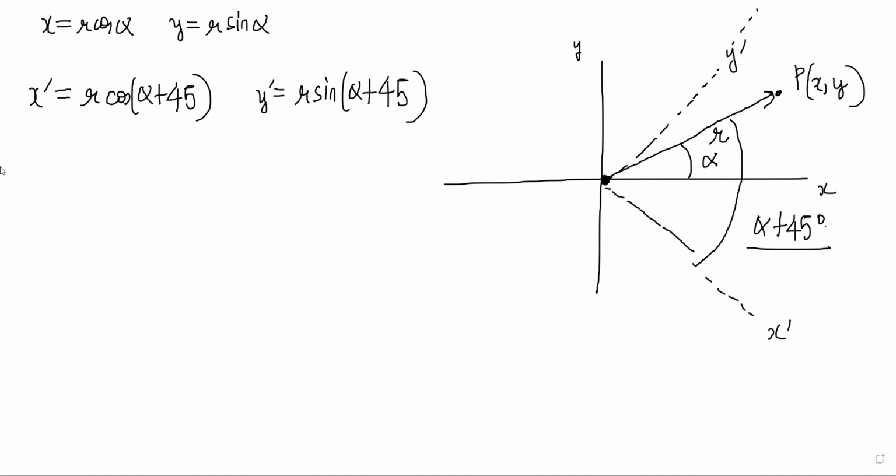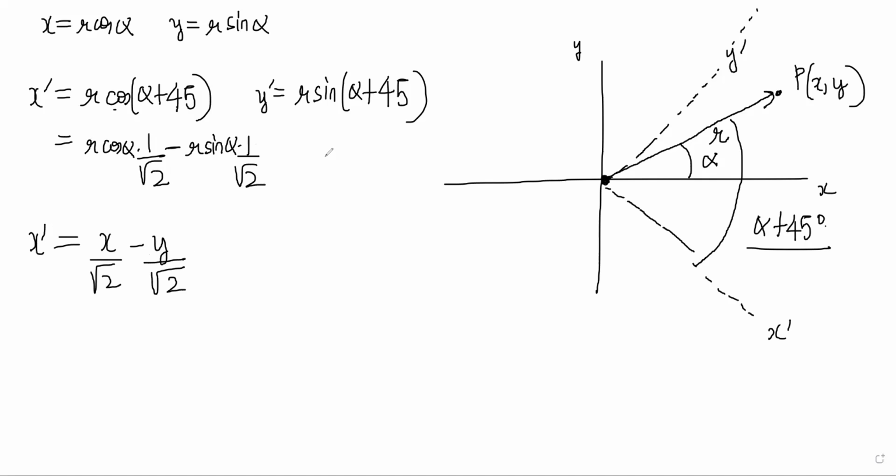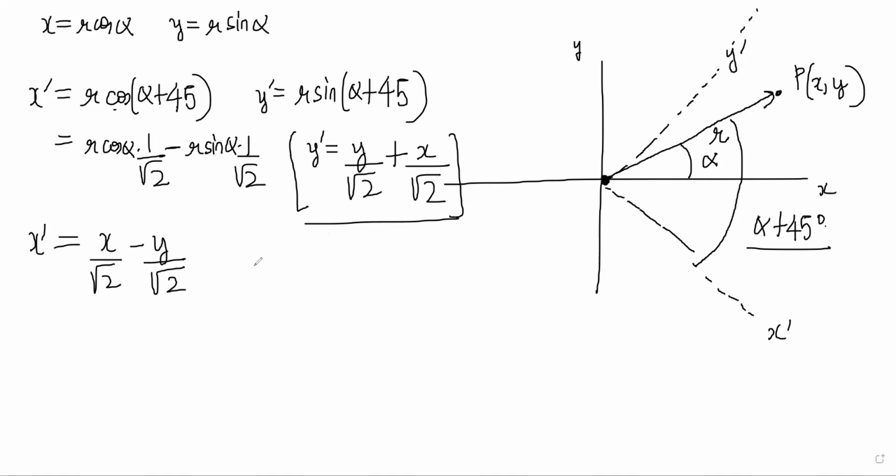Correct? So now if you expand this out a little bit, it becomes r cos alpha 1 by root 2 minus r sine alpha 1 by root 2. And this is clearly x by root 2 minus y by root 2. And this becomes r sine cos, so this becomes y by root 2 plus x by root 2. Now I know y dash in terms of old coordinates and x dash in terms of old coordinates.